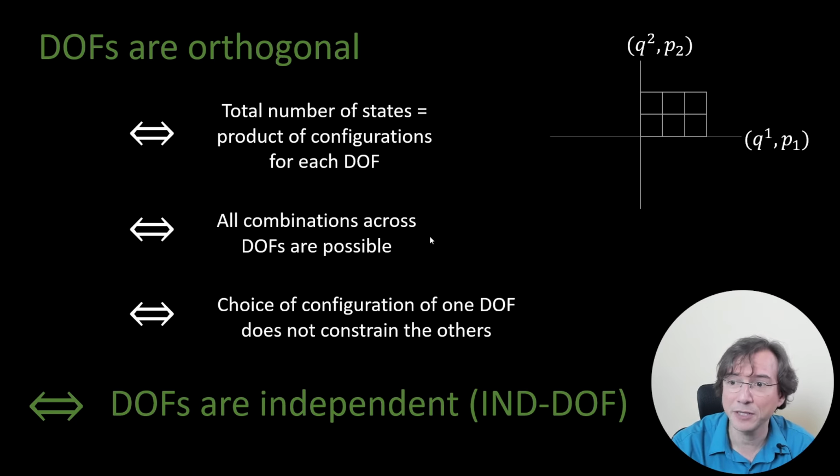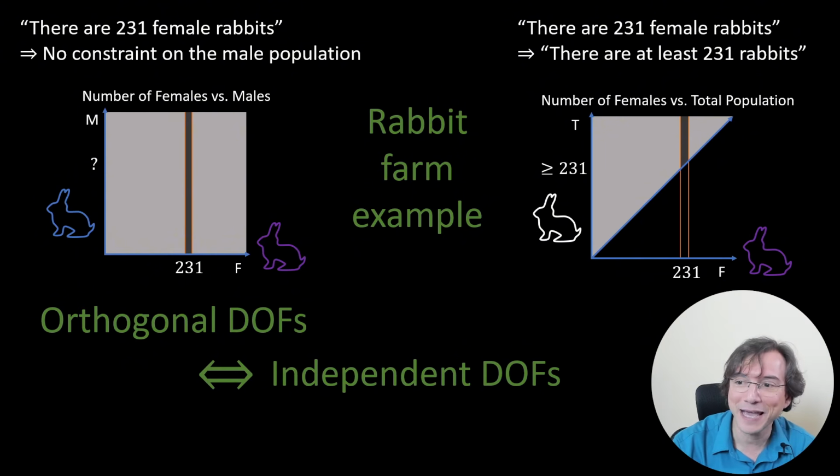And what does it actually mean to be independent? Let's see that with an example, because it's better to have an example of where things become non-independent. Suppose that we have a rabbit farm, and we can imagine the state of the farm being described by the number of male and female rabbits. If I say there are 231 female rabbits, this poses no constraint on the male population. I select here 231, we can still select any value of m, and we are still fine. But instead of male and female, we could choose to use the number of females and the total population.